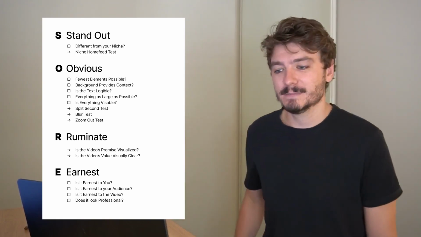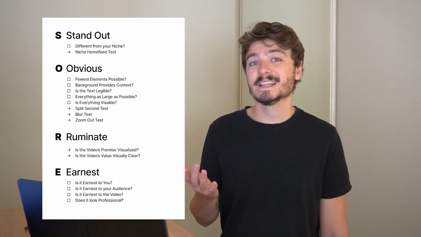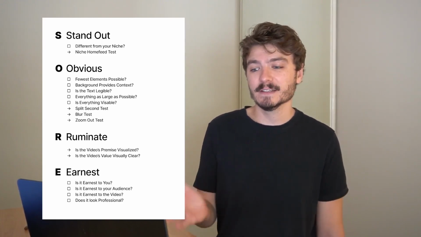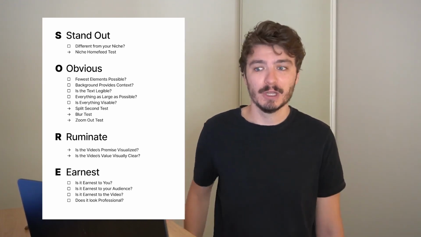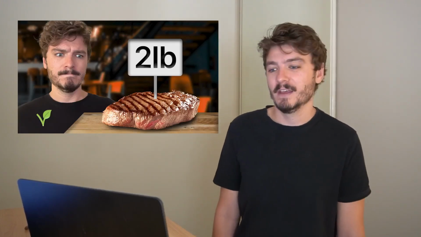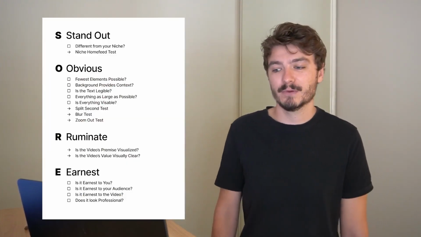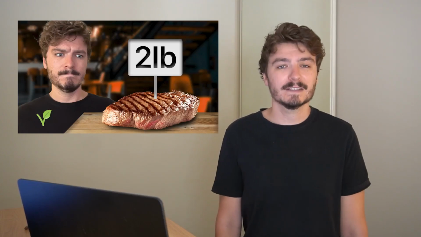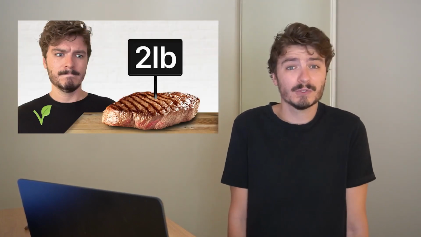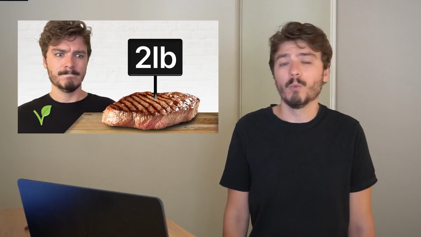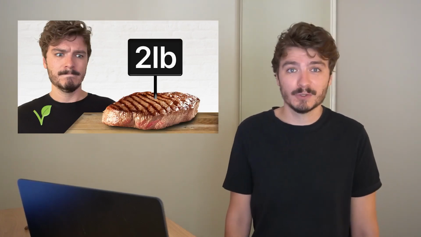The next thing here is making sure that it's obvious. So the first tick box in "is it obvious" is, does it use the fewest elements possible? I do think that the thumbnail achieves that. The next thing here is, does the background provide context? The background here isn't providing context, so we've made it very blurry and made sure that it's not blending in with the background. We could possibly even do a brick wall or a white wall in the background, and that would possibly work as well.